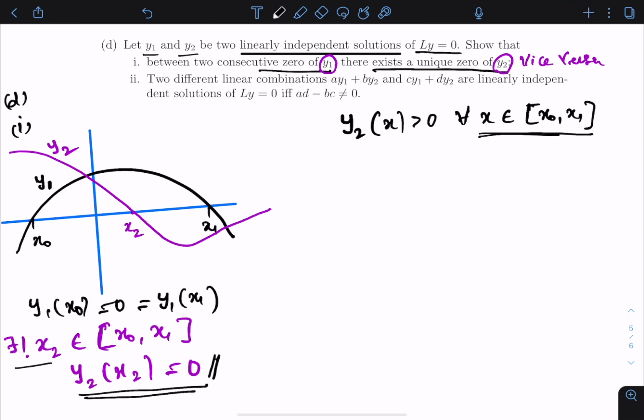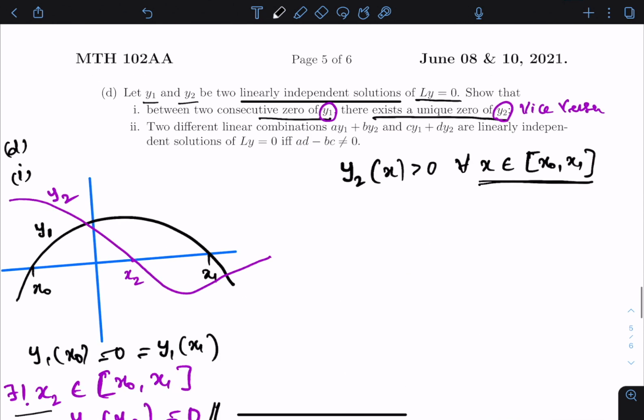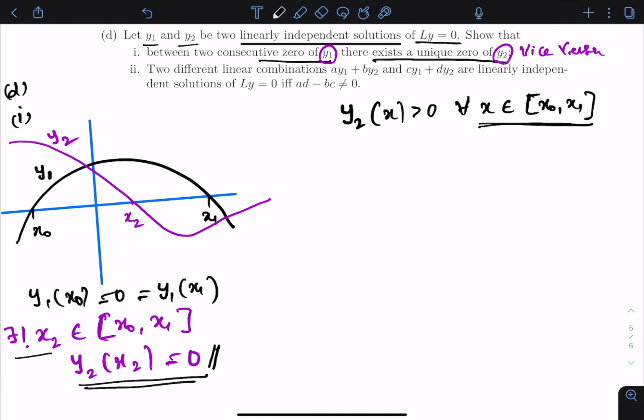So for all points it has to be non-zero, and it's a continuous function, so if it's positive at x0, it has to be positive up to x1. Understand what I'm saying, right? If it is not coming down to 0, and it's positive, it has to be positive throughout up to x1. If it has to change sign, it has to go through 0, because they are solutions to a differential equation, which are continuous functions. So it has to be positive in the entire interval, or negative. Whichever one of these will happen.